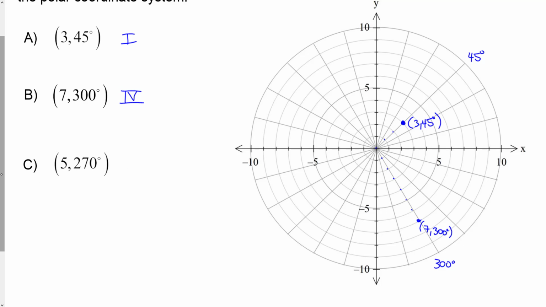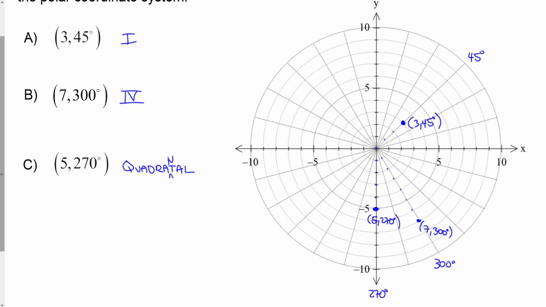The last point is (5, 270°). So this is a quadrantal angle, so it's not technically on or inside a quadrant. So I'll just write that it's quadrantal. Need an N in there for quadrantal. All right, so it's 270 degrees, which is right along this way, and then 5 units from the origin. So 1, 2, 3, 4, 5. So (5, 270°).